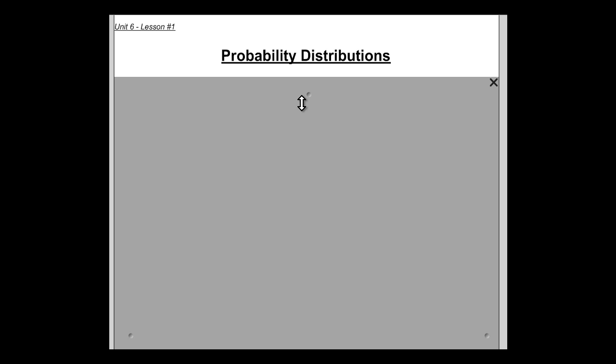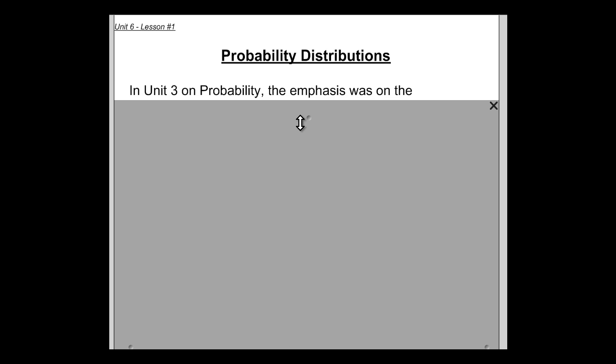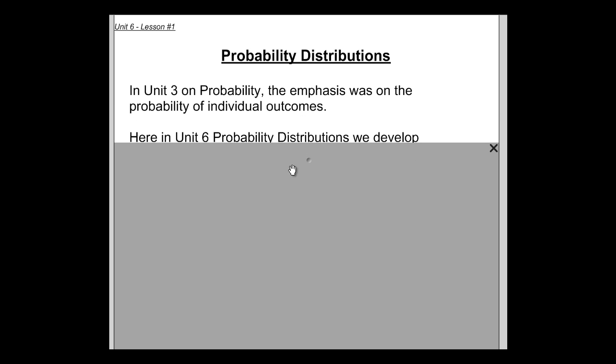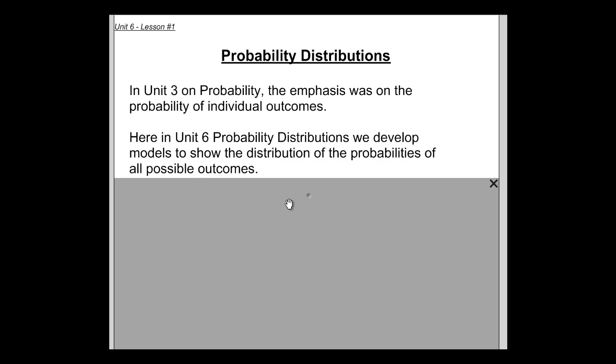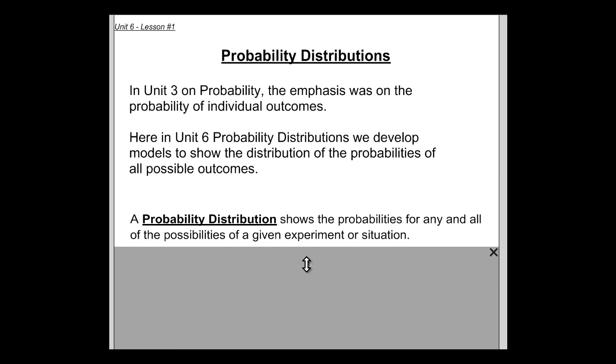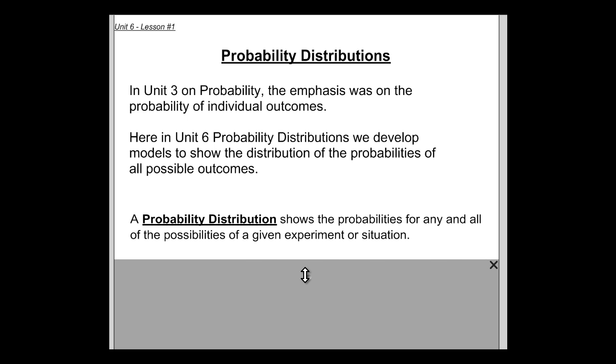So let's get going. If you remember back in Unit 3, when we found probabilities, the emphasis is always on individual outcomes. So roll a die and you get a 4. What's the probability of getting a 4? And here in Unit 6, we're going to consider the full range of outcomes. So we developed this model, and we want to be able to show all the possible outcomes. So that's what a probability distribution is. It shows all the probabilities for all the possibilities in an experiment.